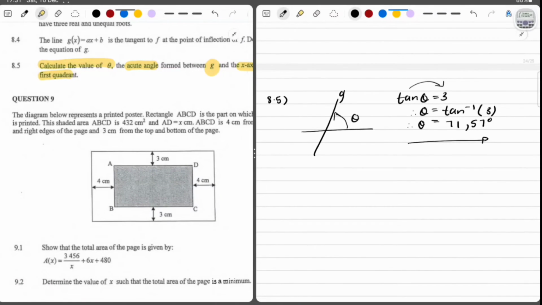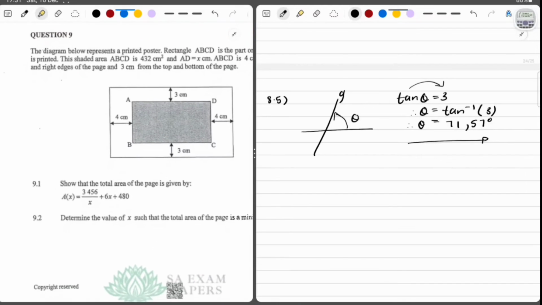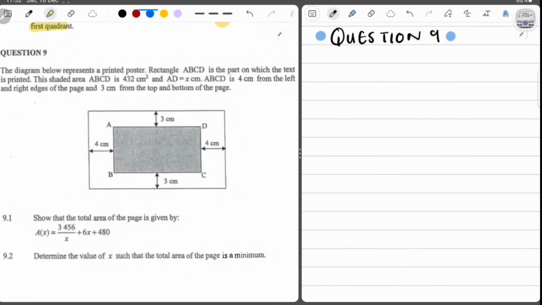Okay, so we're done with question 8, and now we finally move on to question 9. For question 9, I just decided to increase this because I really couldn't see what's going on. They say the diagram below represents a printed poster. So this is a printed poster, okay?